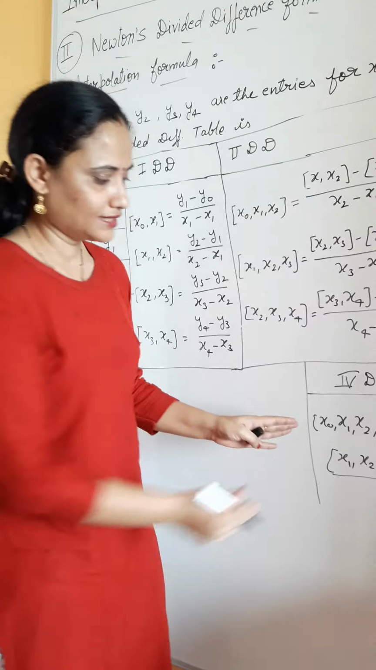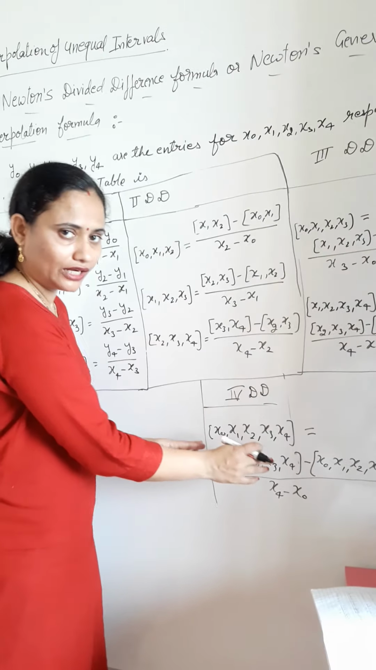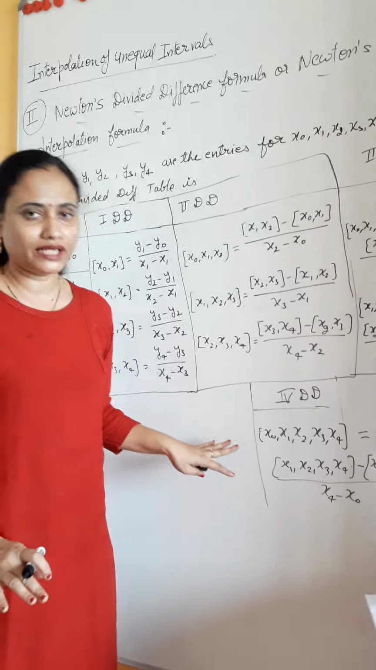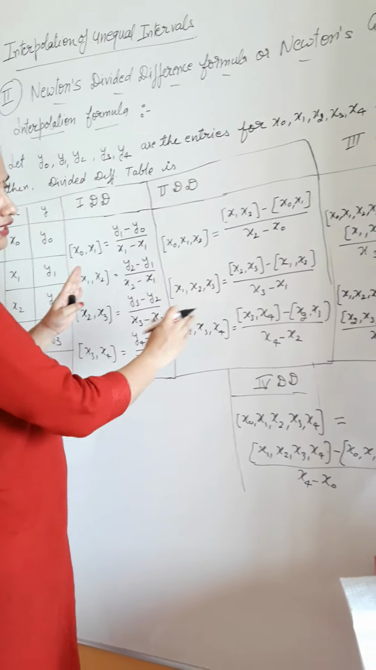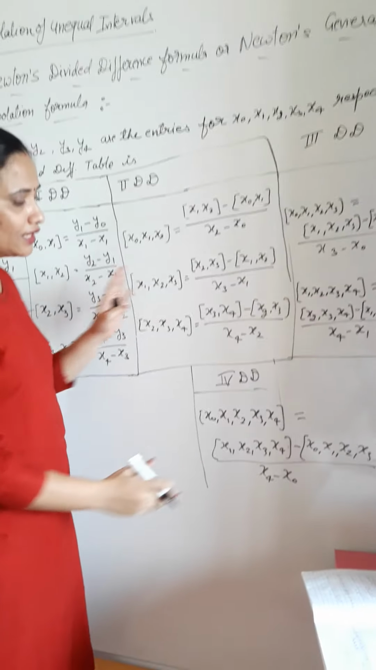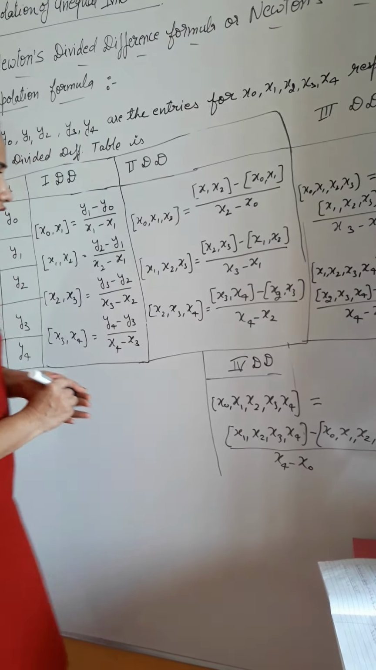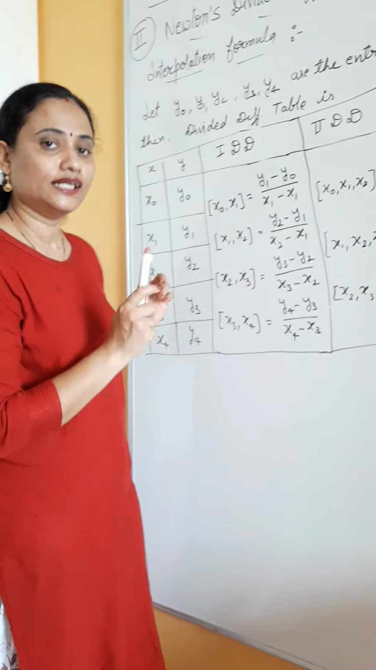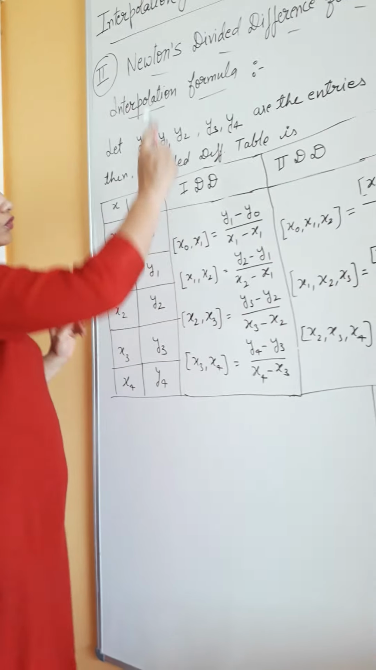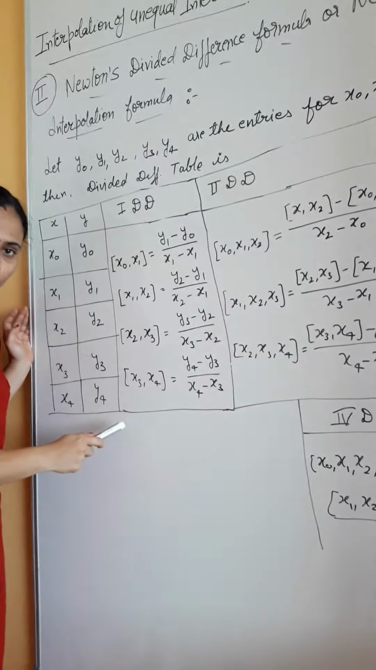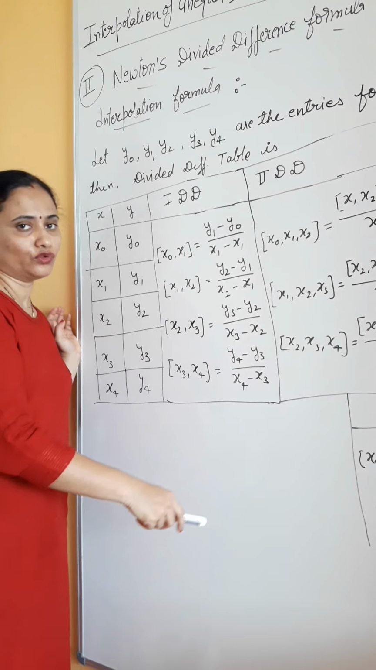So now you can see that we have ended up here with one value. So our table terminates here. Based on the given data, you have to keep on calculating, and whenever the table terminates, you have to stop. So this is the concept of constructing a divided difference table. To apply this formula, first we have to construct the table and then we have to apply it.